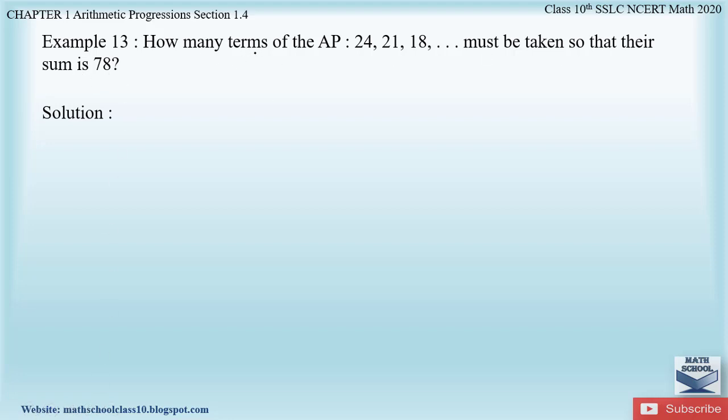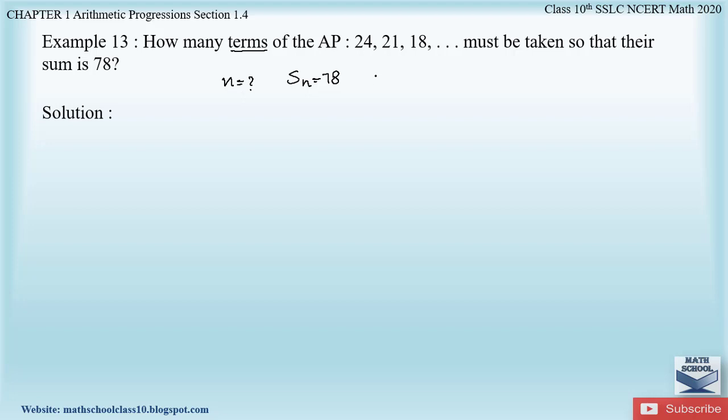It says how many terms of the AP. How many terms means we have to find out the n value, given that the sum is 78. It is saying the sum of the n terms is 78. So we have to find out the n value for the given AP.